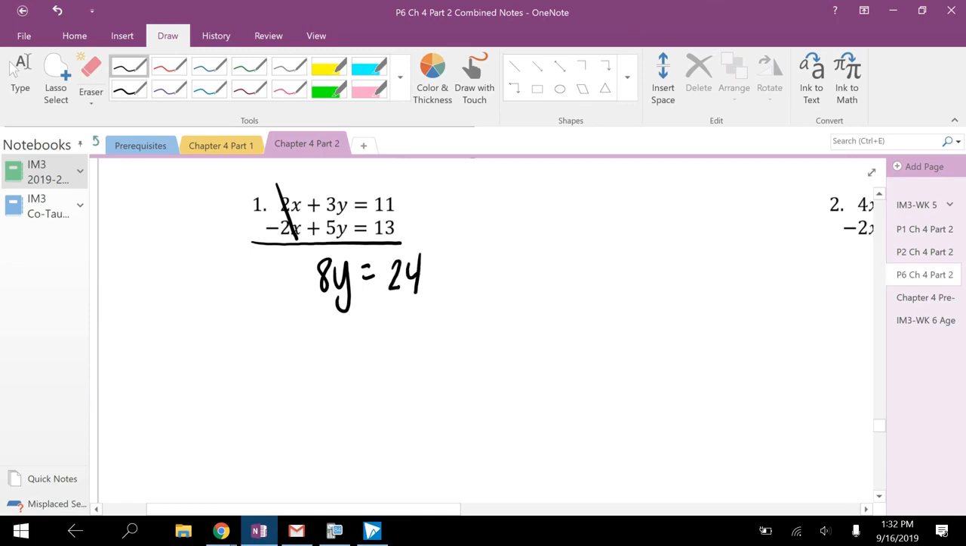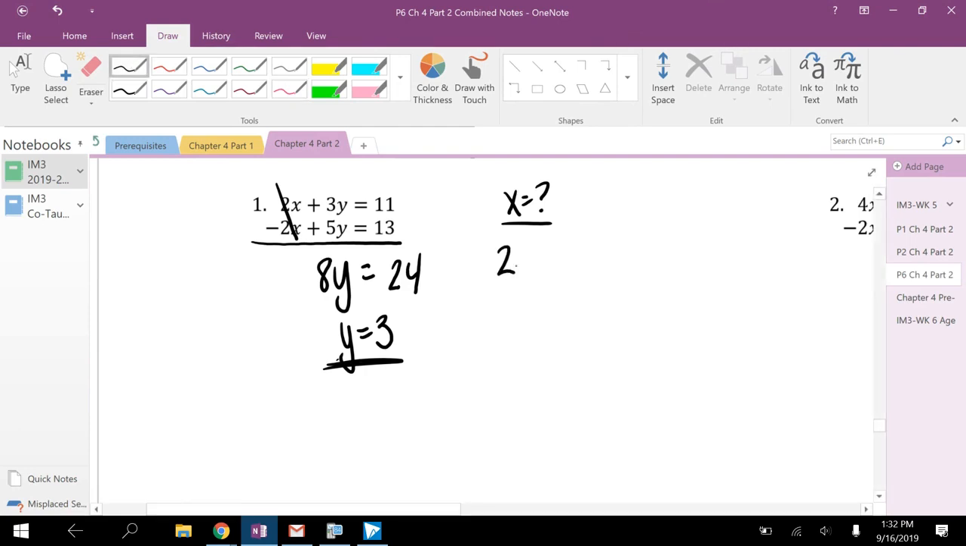Look at how fast this one is. y is 3, because I divide by 8. Now, I have my y, but I need my x. So I've got to figure out what x is. Again, you just have to plug it in. Yes, you plug the 3 into 1 equation. Very good. It doesn't matter which one you choose. Just go ahead and plug it in. So I'm just going to choose the top one.